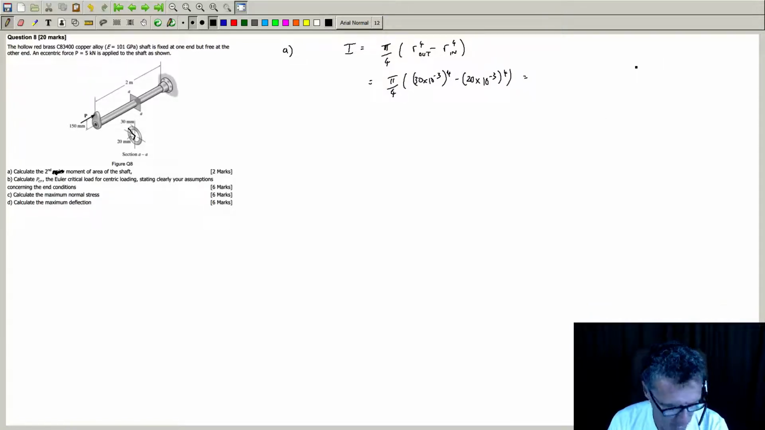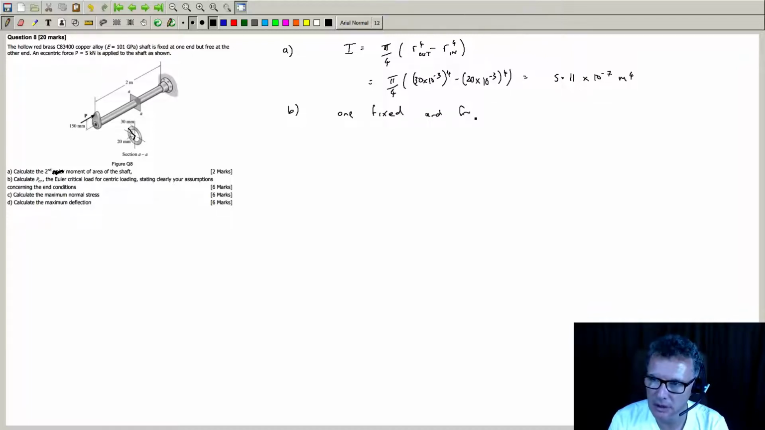And I got that to be 5.11 times 10 to the minus 7, and that'd be meters to the power 4. So that's 2 marks. Part B, calculate the critical loading value, stating any assumptions. So we're going to be using one fixed end and one free end.